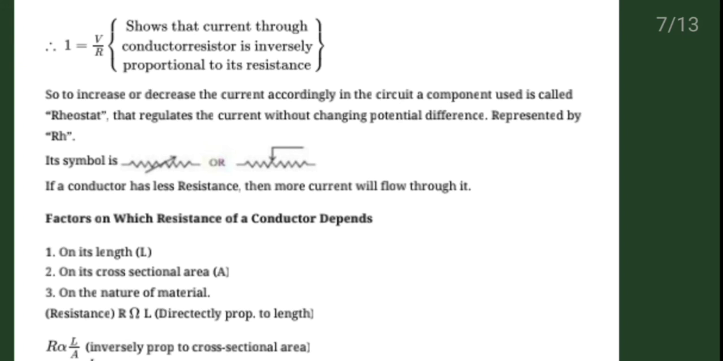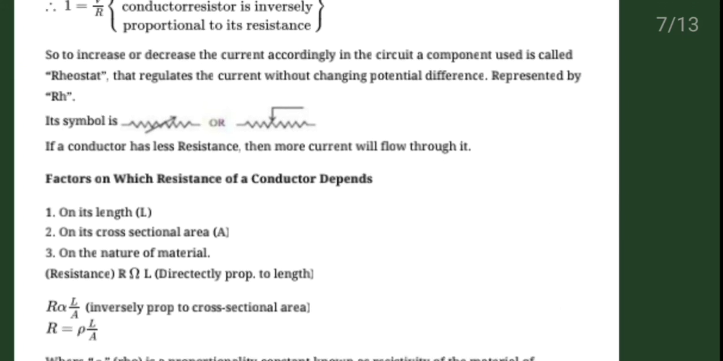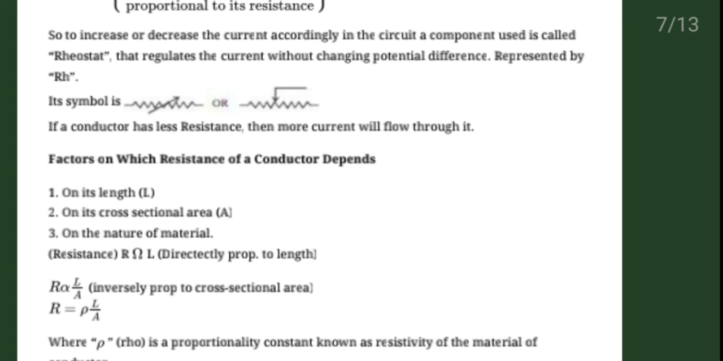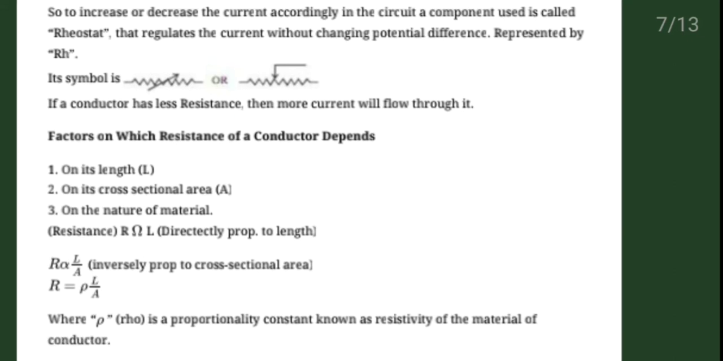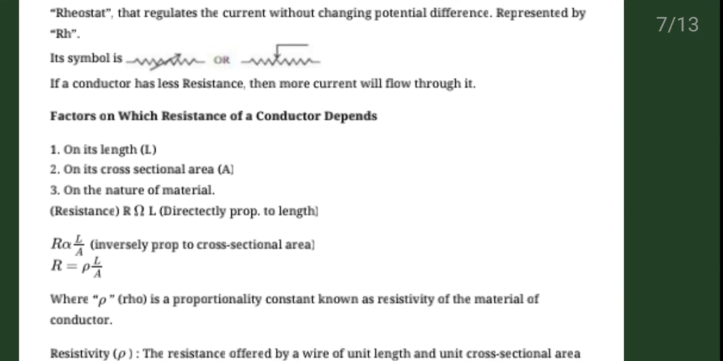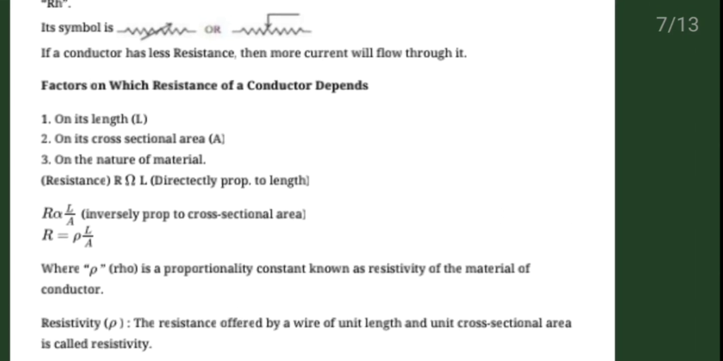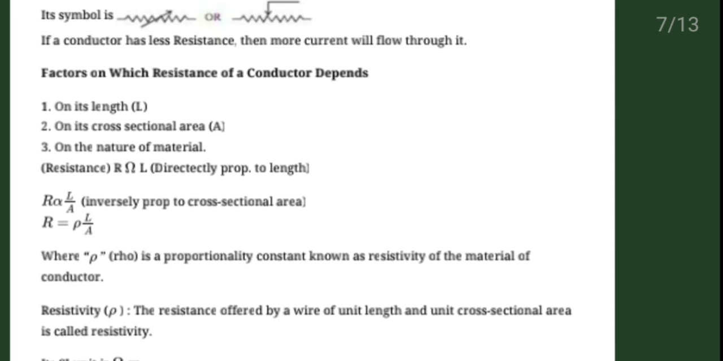If a conductor has less resistance, then more current will flow through it using the relation I is equal to V by R. Now the factors on which the resistance of a conductor depends: first its length, second its cross section area, third the nature of material. Resistance R is directly proportional to L, and R is inversely proportional to the cross section area. So we get the relation R is directly proportional to L by A, R is equal to rho L by A, where rho is a proportionality constant known as the resistivity of the material of the conductor.